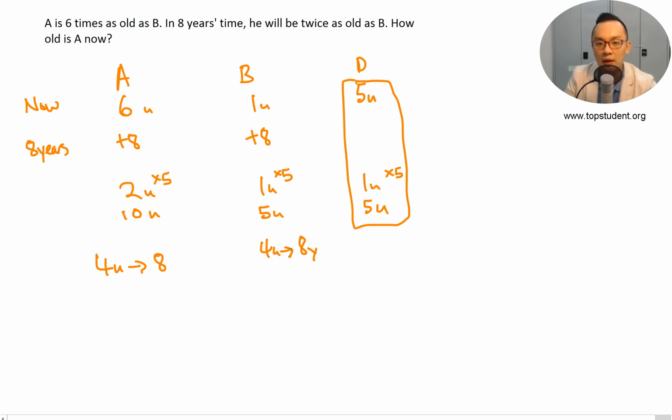So like I said, both of them will age the same amount, and the units should be the same as well. So how old is A now? So A is 6u now, so 6u is 6 divided by 4 times 8. So this is my divide times structure. So 6 divided by 4 times 8. And this is your answer.